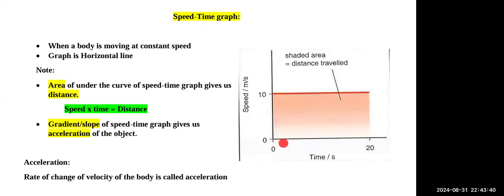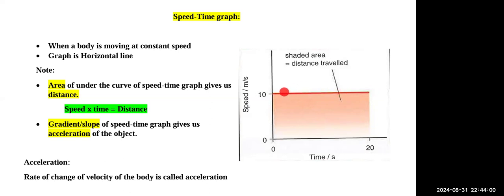Look at that. As time is passing, the speed is still 10 meters per second. It means the speed of the moving object, or of any car, is not changing. A moving object means anything that is in motion.